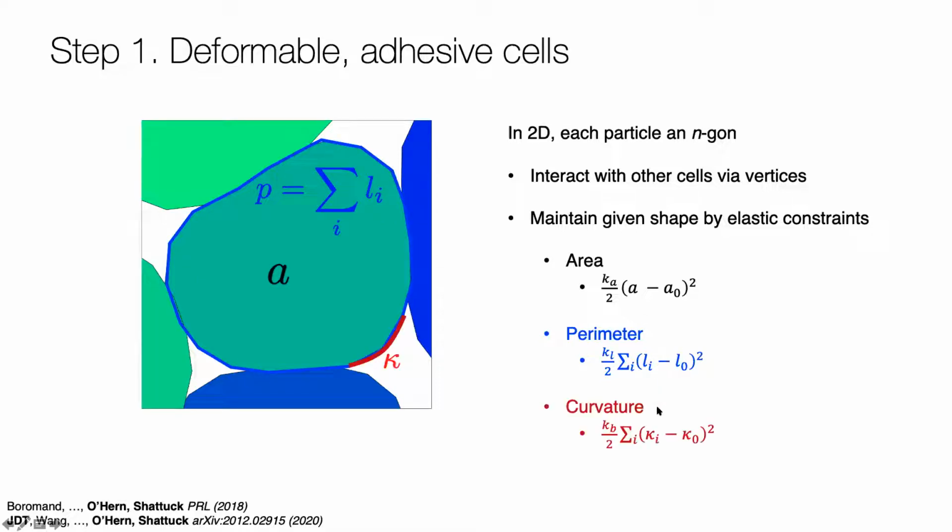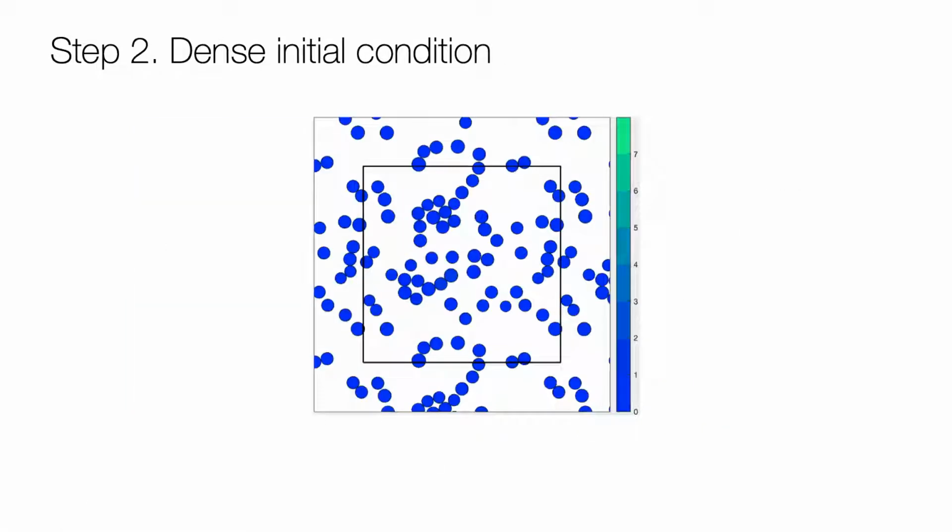L naught. And particularly when we're dealing with plant cells that have a cell wall, there's probably also going to be some curvature penalty. So we can ascribe a preferred curvature to each vertex, and we say that there's some energetic penalty to deviating from that preferred curvature. Okay, so that's how we make deformable cells.